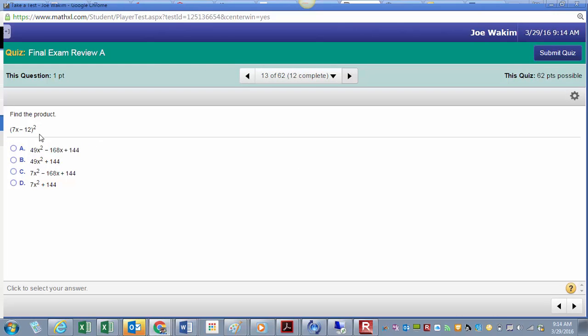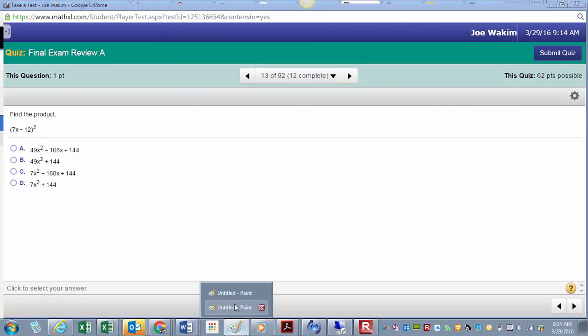Okay, most students square the 7x, 49x squared. They square the 12, 144. But that's not the right answer. The right answer should be by foiling 7x minus 12 times 7x minus 12. Let's do that.